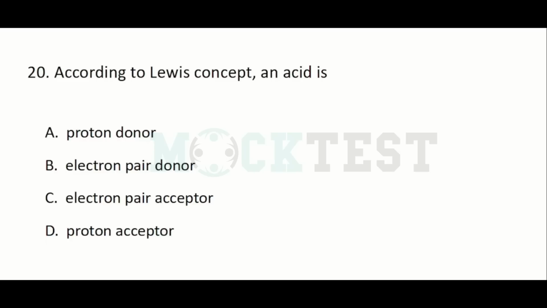According to Lewis's concept, an acid is: option A, proton donor; option B, electron pair donor; option C, electron pair acceptor; option D, proton acceptor. The answer is option C, electron pair acceptor.